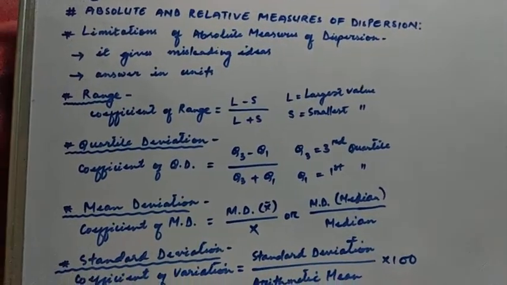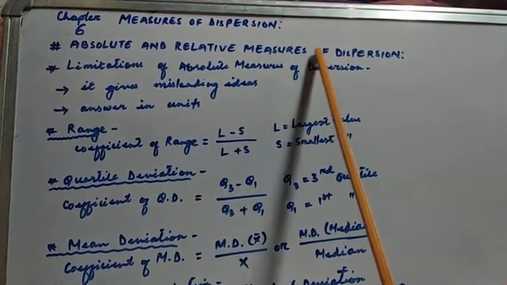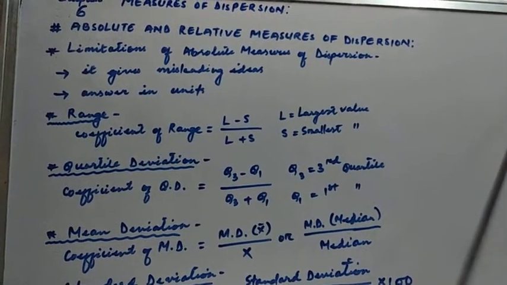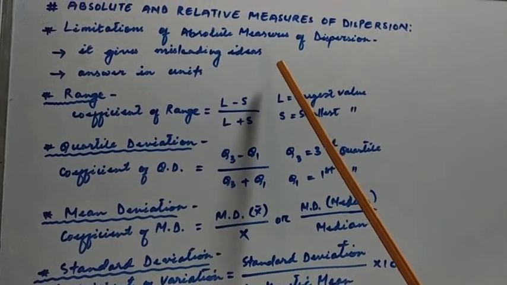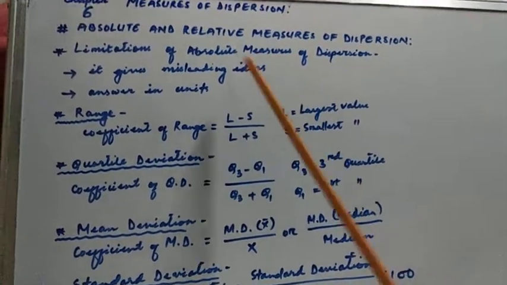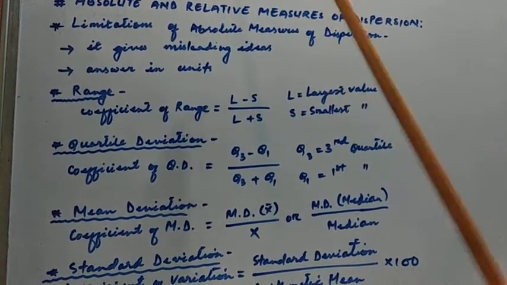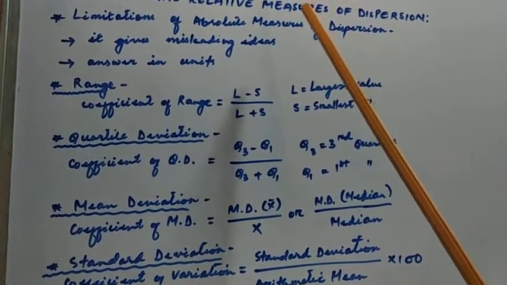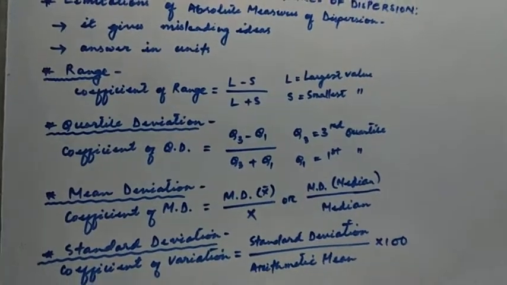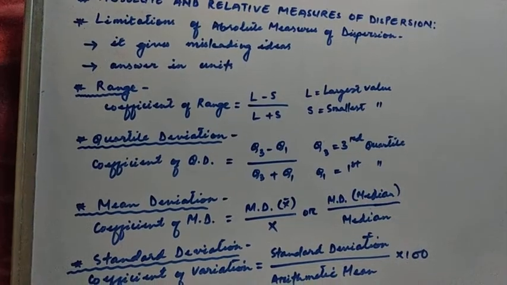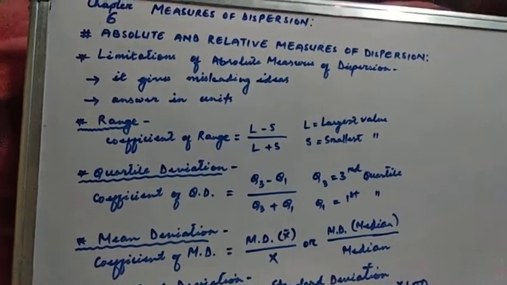So the next topic is absolute and relative measures of dispersion. All the measures that we have discussed so far are absolute measures of dispersion. They calculate a value which at times is difficult to interpret. That is why these absolute measures of dispersion face some limitations or problems.